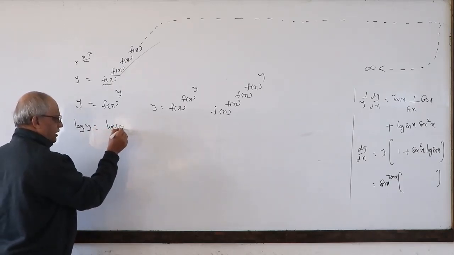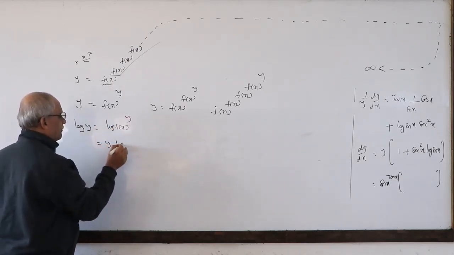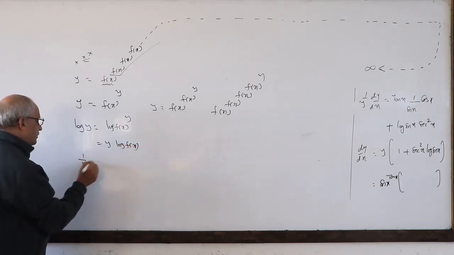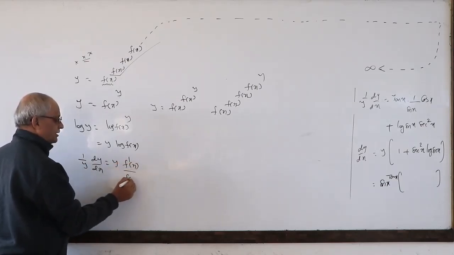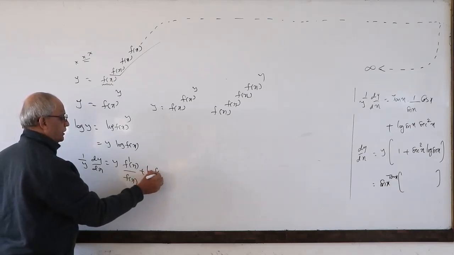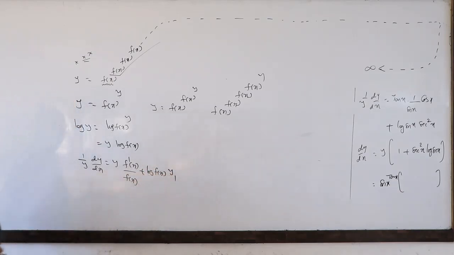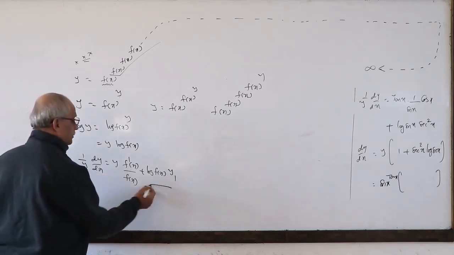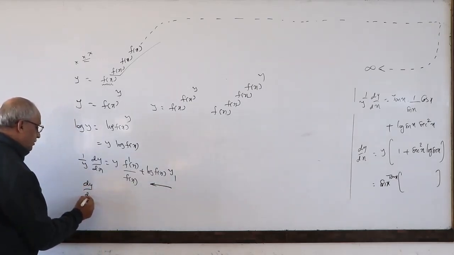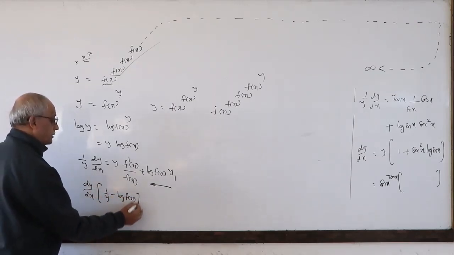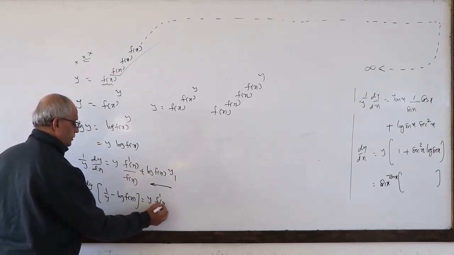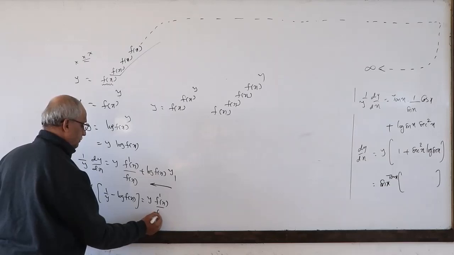Log of f(x) power y, which is y log of f of x. Then differentiate: 1 by y dy by dx equals y into 1 by f(x) into f dash x plus log of f of x into dy by dx. Suddenly I am writing y1. We should know all alternate notations, so I wrote dy by dx. Take all dy by dx to one side. Common: dy by dx into (1 by y minus log f of x) equals y into f dash x by f of x.